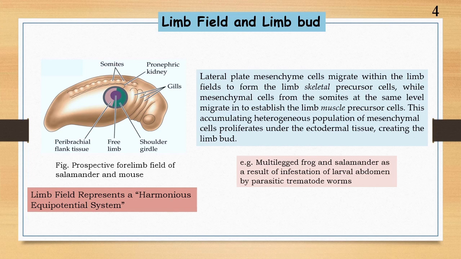So how does limb development initiate, and what are the basic structures that lead to the formation of a limb? To understand that, we must understand these two points: limb field and limb bud. This figure represents the cellular region which will lead to formation of the forelimb in the future in the case of salamander and mouse. This central cellular region is involved in formation of the free limb. The surrounding cells lead to formation of the peribrachial flank tissue and shoulder girdle.